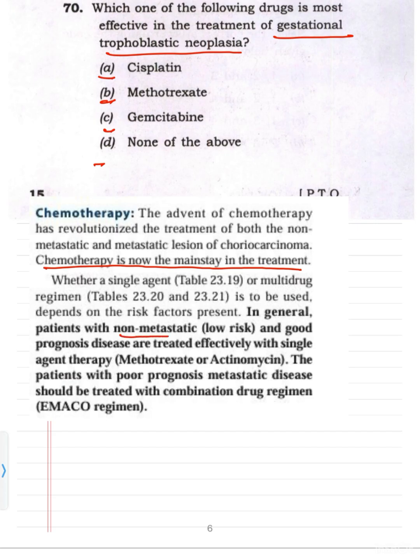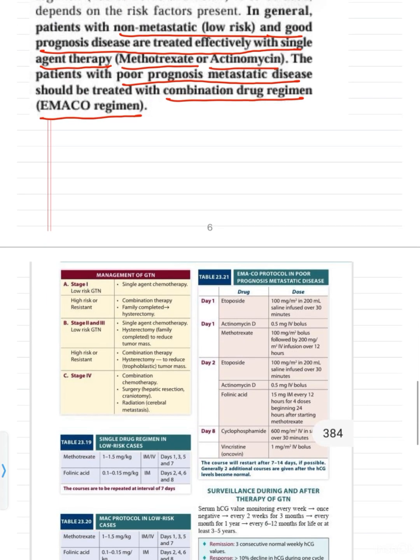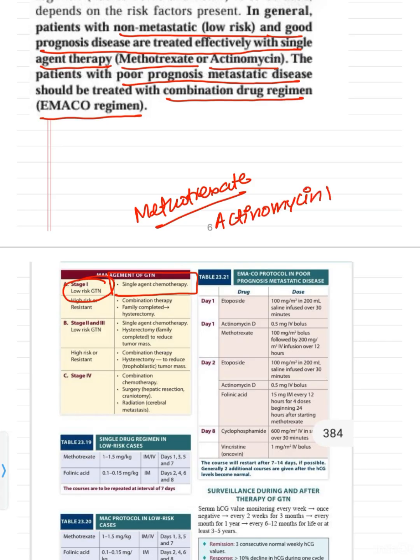In general, the patients with non-metastatic or low risk and good prognosis disease are treated effectively with single agent therapy, that is methotrexate or actinomycin. And the patients with poor prognosis metastatic disease should be treated with combination drug regimen, that is EMACO regimen. So if a patient is having low risk disease, there is a low risk GTN, then you are going to just use single agent chemotherapy. And what is the name of that chemotherapy? This can be either methotrexate, or it can be actinomycin D.